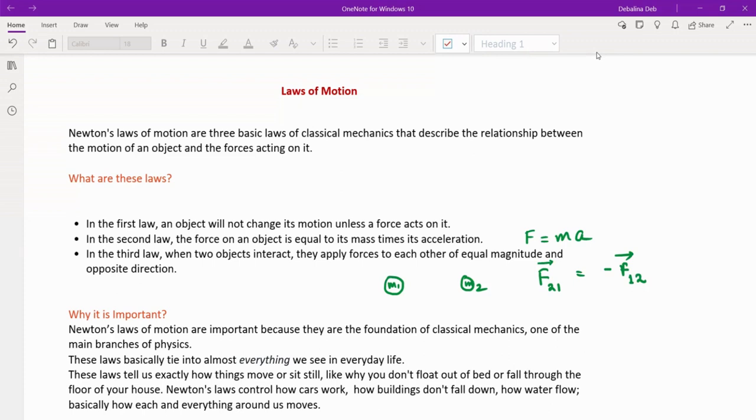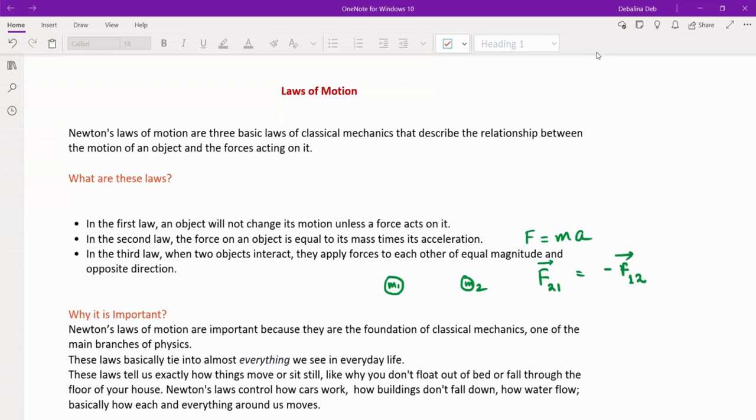Now, why we need to know about laws of motion? Newton laws of motions are very important because this is the most fundamental thing which is related to study all the branches of physics. इन लॉज की वजह से हमें एक्चुअल में अपने चारों तरफ जो भी चीजें मोशन में है, सब कुछ की जो बेसिक है वो समझ में आता है.